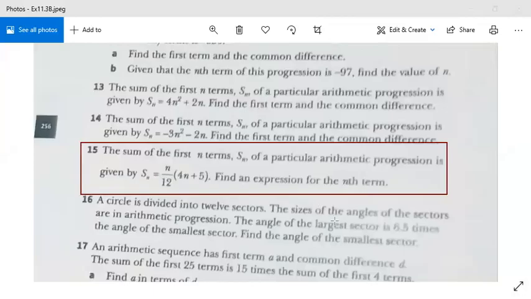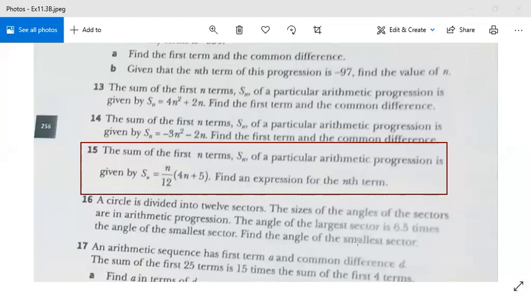The sum of the first n terms Sn of a particular arithmetic progression is given by Sn is equal to n upon 12, 4n plus 5. Find an expression for the nth term. Okay, so we have to find basically the Tn.